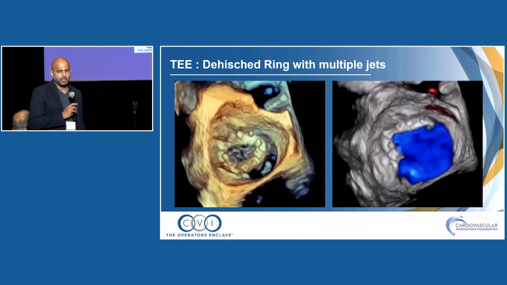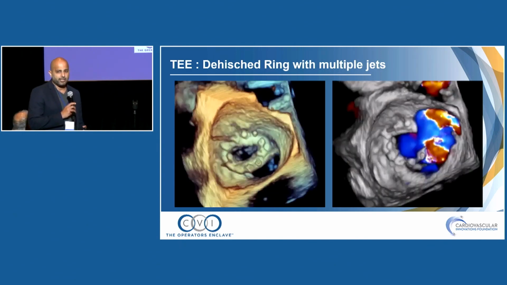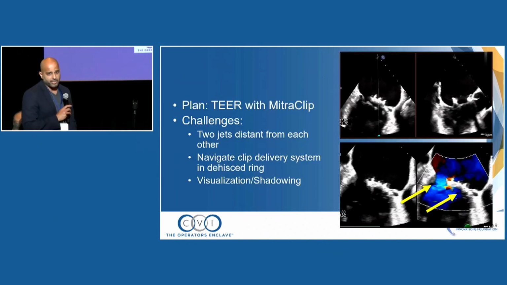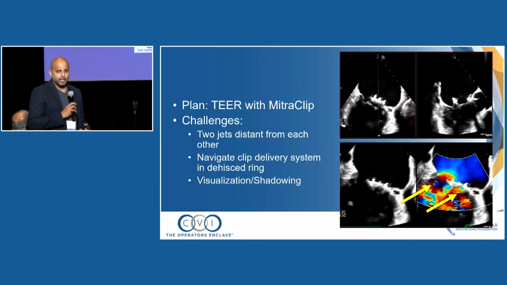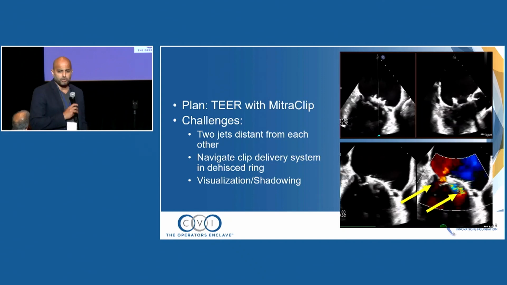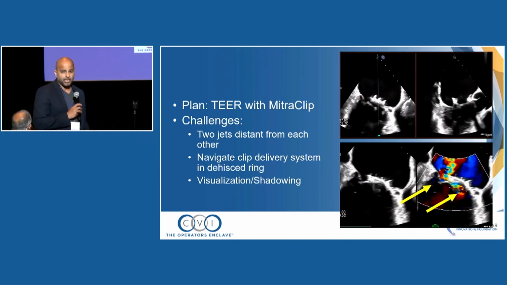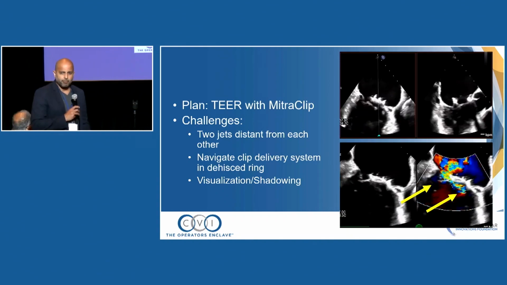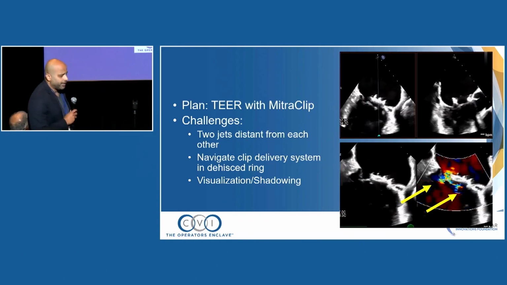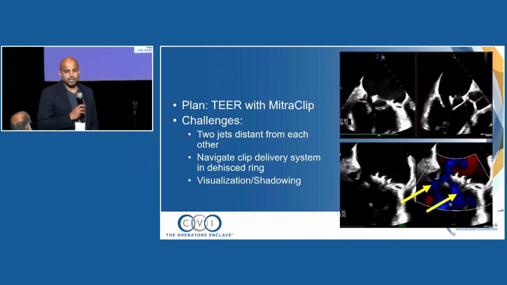When we assessed it quickly, you can see there are multiple jets coming from the dehisced ring through the TEE. So we planned to do a TEER with a MitraClip, and as we can see here from the bicommissural view, there are 2 jets according to the arrows: 1 medial jet and 1 lateral jet, making it even more complex with a dehisced ring that you can see is sitting inside the valve.